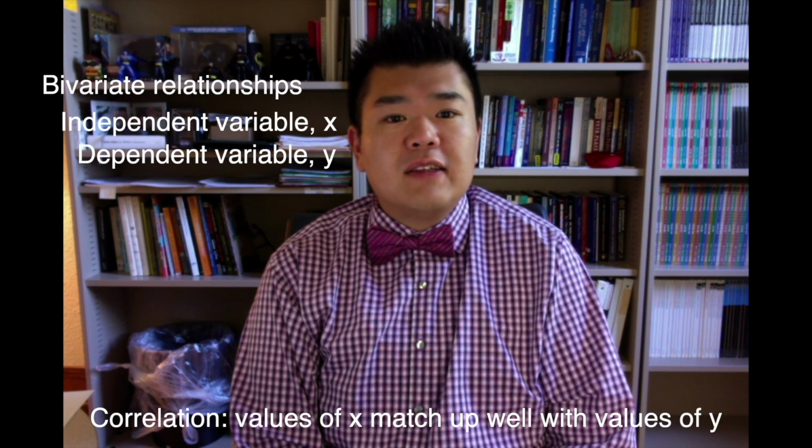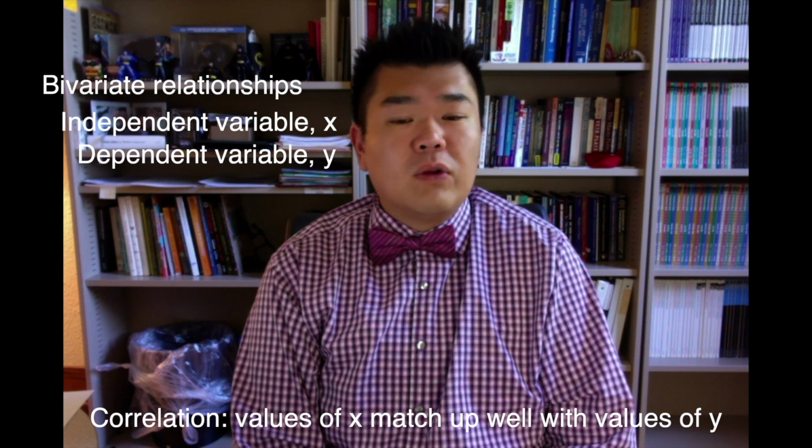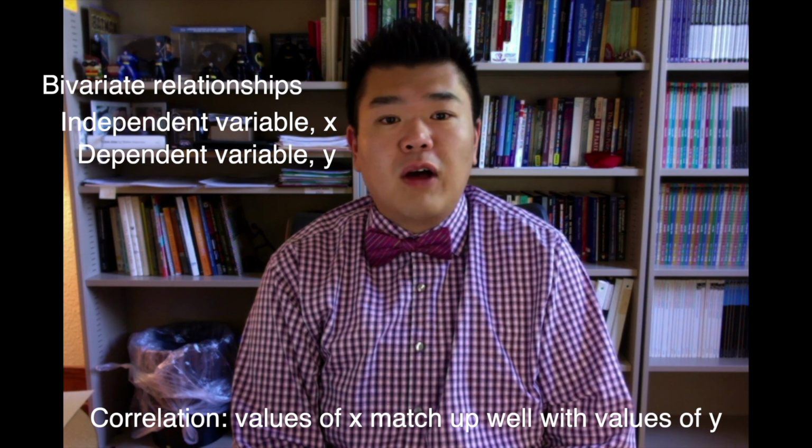In this video, we're going to start looking at how to assess bivariate relationships. That is, we're trying to assess now if an independent variable x is correlated with a dependent variable y. At its most basic level, when we're talking about correlation, we're saying that some values of x are more likely to be associated with some values of y.